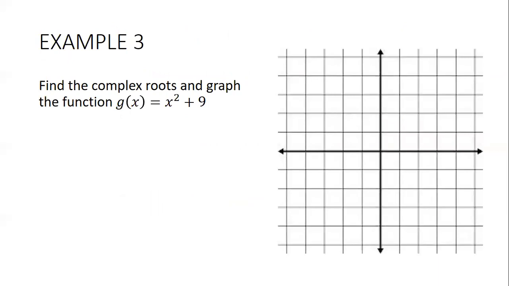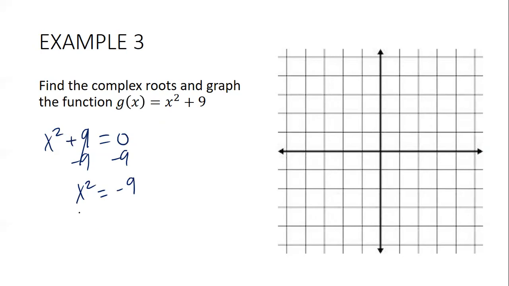Here it says find the complex roots and graph the function. So we have x squared plus 9. To find its complex roots, this was actually fairly easy because it's a single variable function, right? So I can set this equal to 0. Do I need to do the full quadratic here? No. So I'm going to subtract 9. And when I subtract 9, I'm left with x squared equals negative 9.